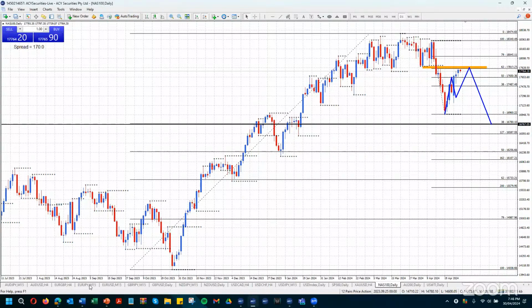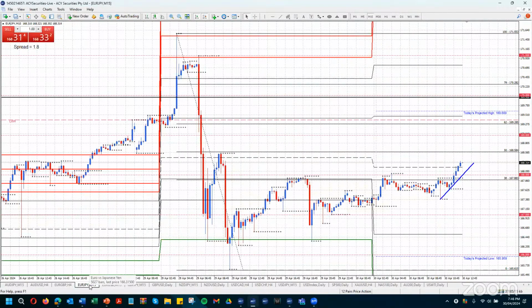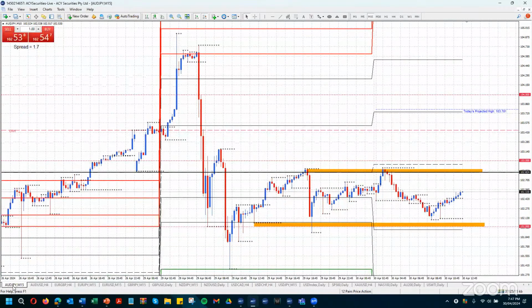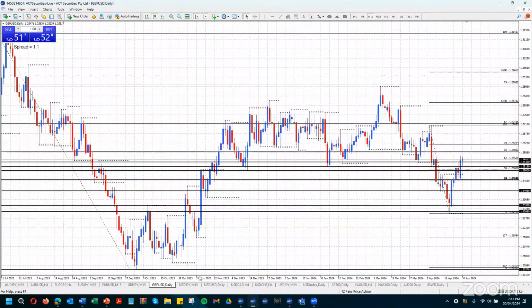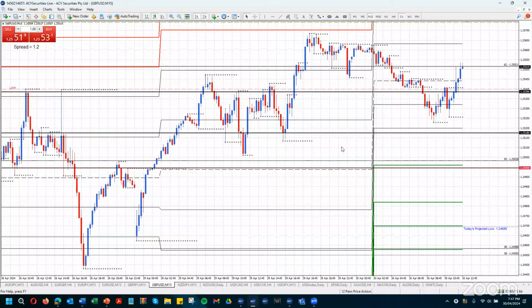Just want to have a look at what the Euro yen's doing. All right, it's creeping up in line with the euro dollar. What's the Aussie yen doing? In the middle of that range, not ideal. The pound. Right, it's back at that 62% area I was discussing before, where we're in the double 62 area.